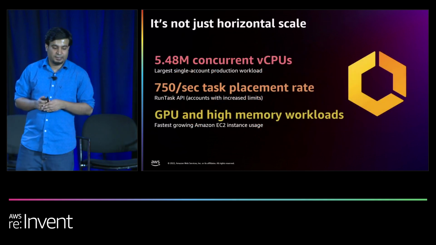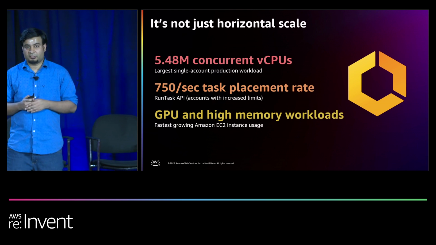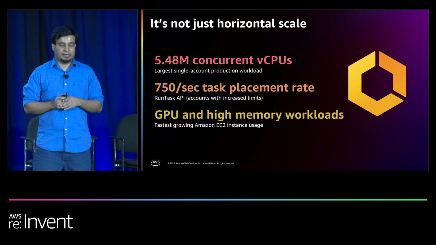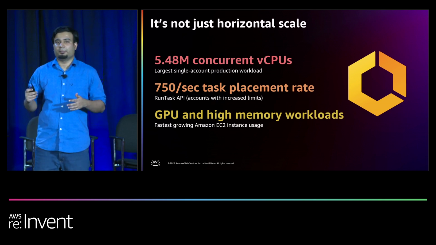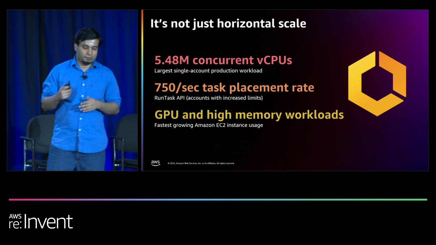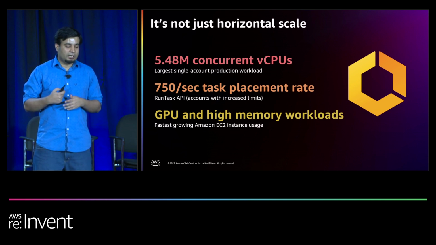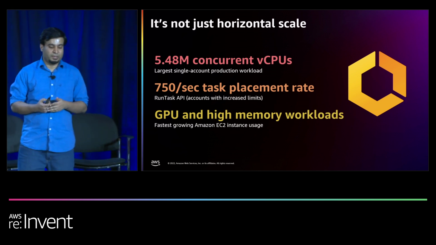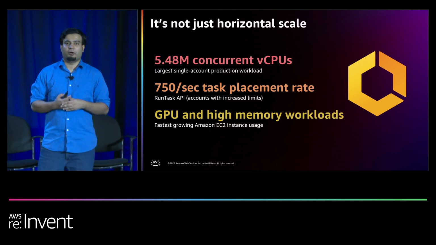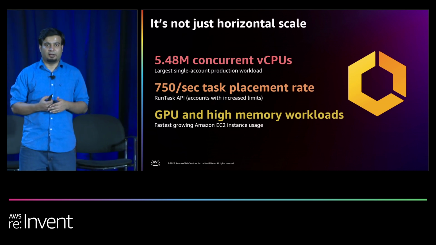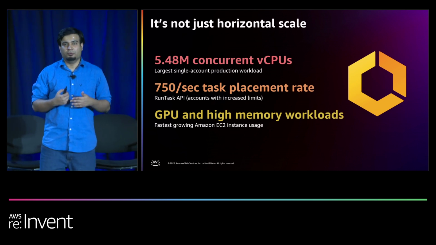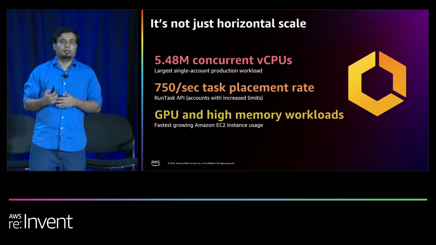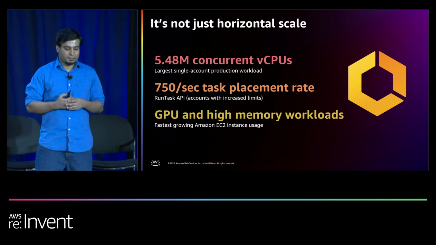Also, it's not just the horizontal scale of ECS presence across all regions and a wide set of workloads, but also ECS can support an unprecedented scale for your massive workloads. The largest single account production workload that exists on ECS today is serving over 5 million concurrent vCPUs. This is for a customer who's done medical research to come up with new models to treat diseases. And it's a single production workload that runs across multiple regions.